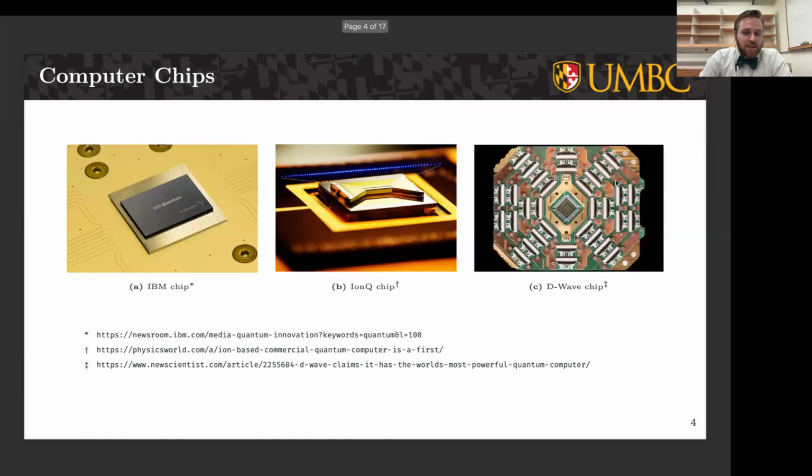And here are some images of the different chips. This is an IBM chip. And of course, within this chip, there are superconducting circuits that are physically attached to a circuit board. This is a picture of an IonQ chip with an artistic rendering of ions superimposed here. So within these chains, or these traps, we have these chains of ions. And then this is a D-Wave chip with the superconducting qubits within there as well.